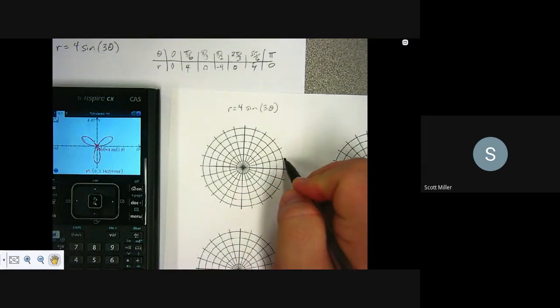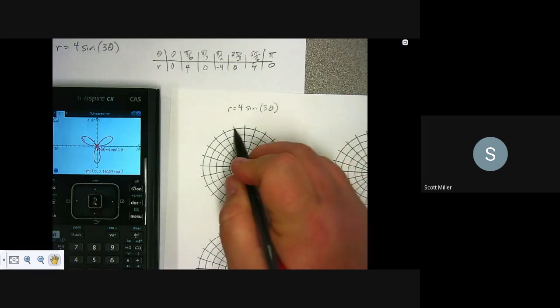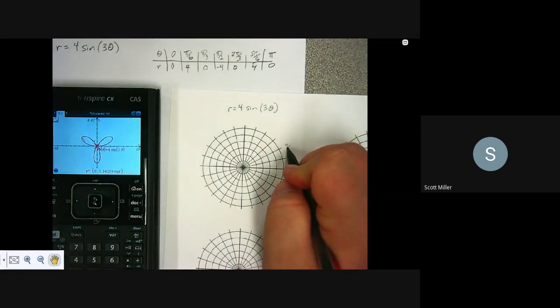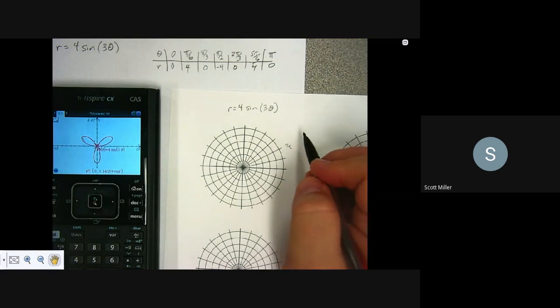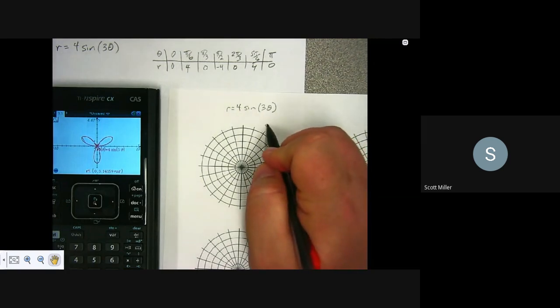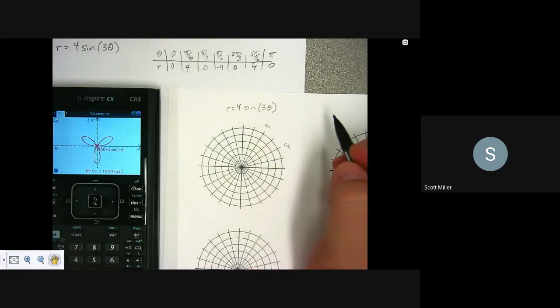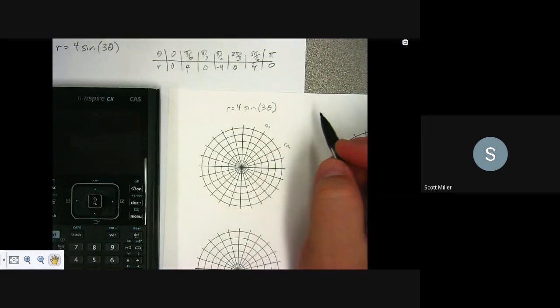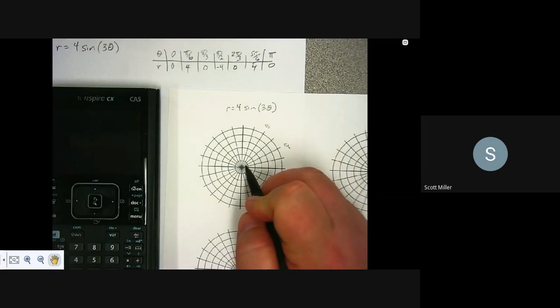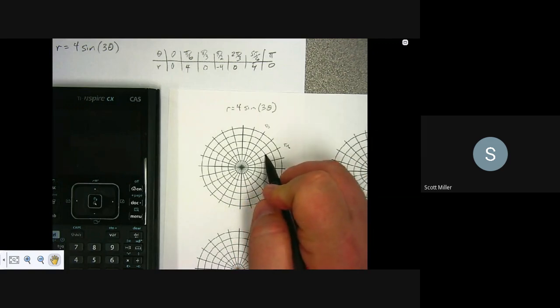Now, take a look at this. 1, 2, 3, 4, 5, 6, 7, 8, 9, 10, 11, 12. This is by 12ths. So this is 1/12. This is 2/12, which is pi over 6. That is pi over 6. Okay? 4/12 is right here. That is pi over 3. At pi over 6, 1, 2, 3, 4. There's the dot.